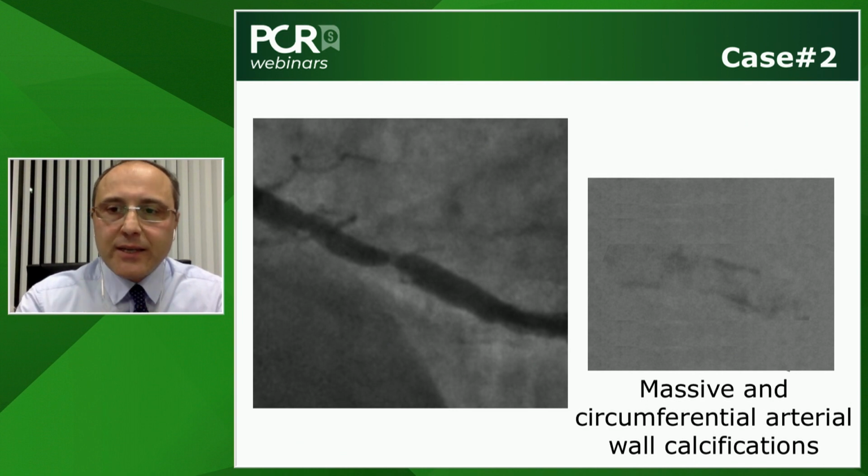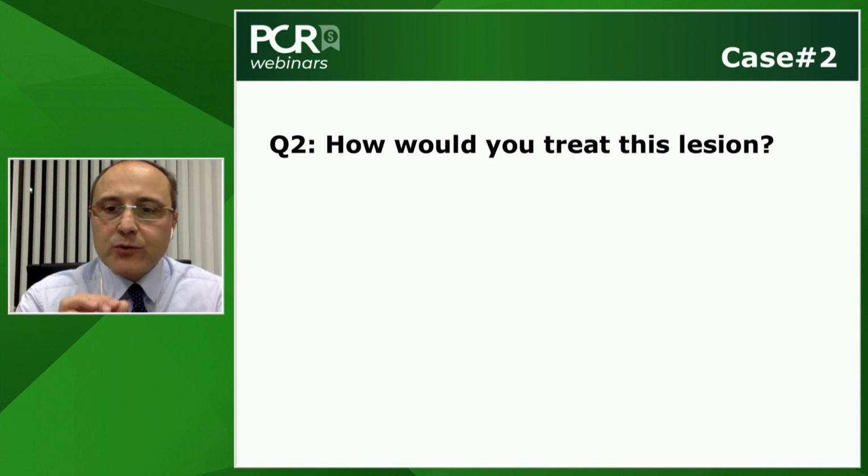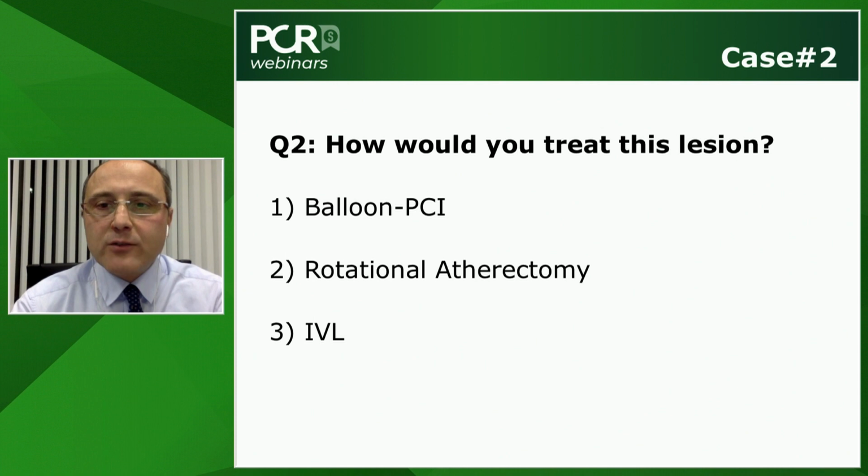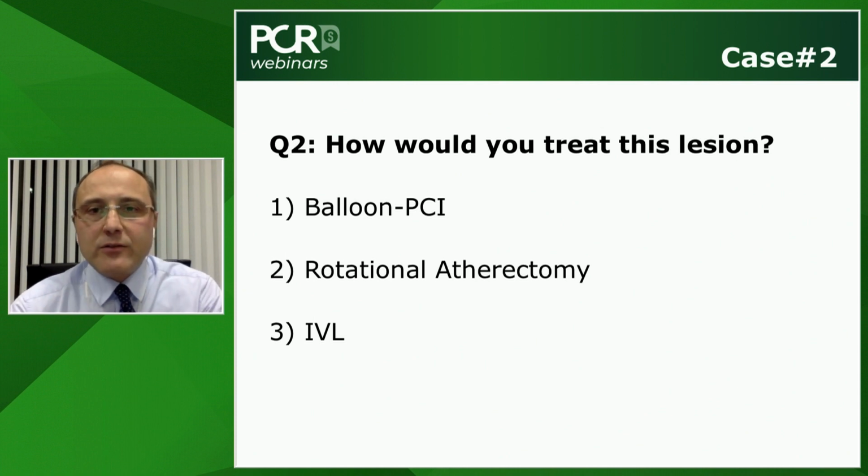So let me tease our colleagues at home by posing them the same question I posed with the case of Michael. If you have this case in your cath lab, how would you treat this lesion? Would you give it a try again with balloon PCI? Would you go right away with rotational atherectomy? Or would you go right away with intravascular lithotripsy? Please share your opinion by stating 1, 2, or 3 in the chat. While I'm asking the question to Michael right away, how would you treat this case, Michael?